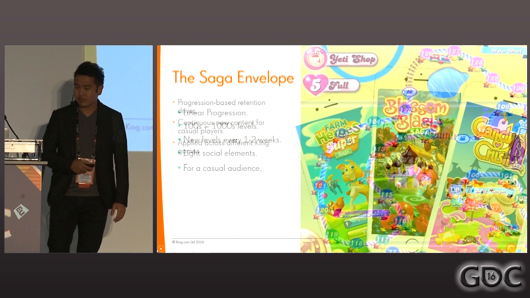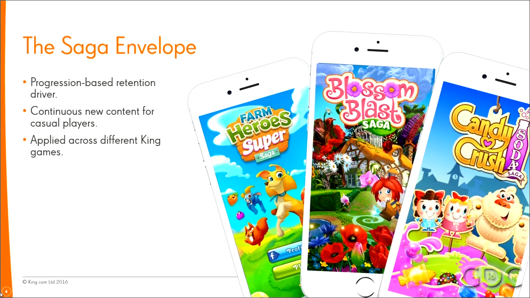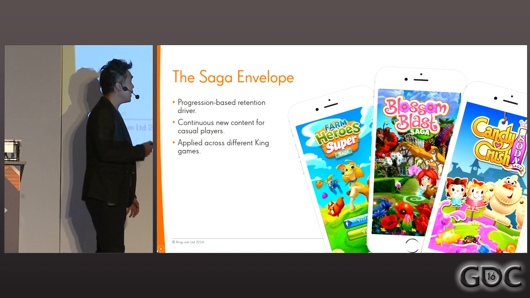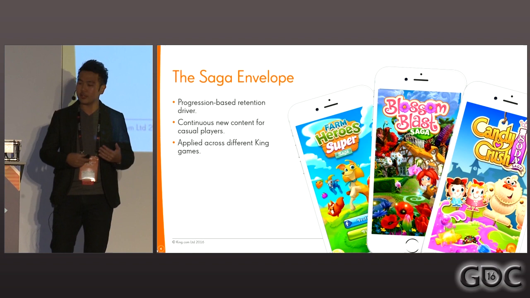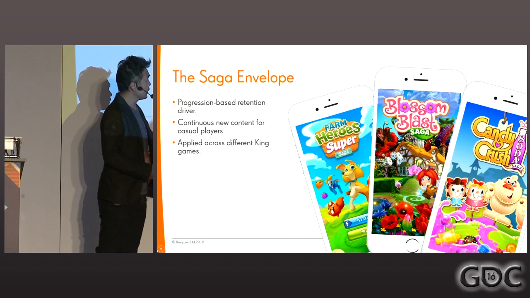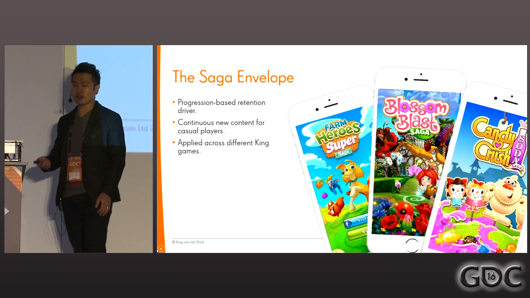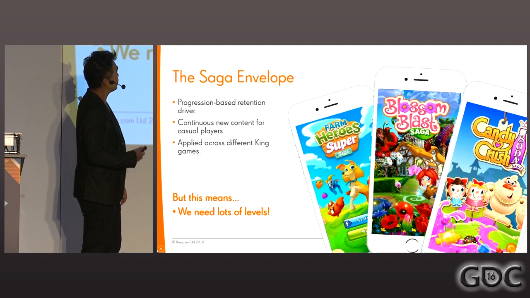What is really effective about the Saga envelope is that it's a strong progression-based retention driver. Because new content is released every 1 or 2 weeks, there are new levels for players to play. The players are always coming back to see something different, something new, whether it's new content or new levels. Because it's so effective, we apply this across the different King games, from Farm Heroes Super Saga to Blossom Blast to Candy Crush Soda. But this means that across all our games, we need a lot of levels. So the level design and building process is super intensive.